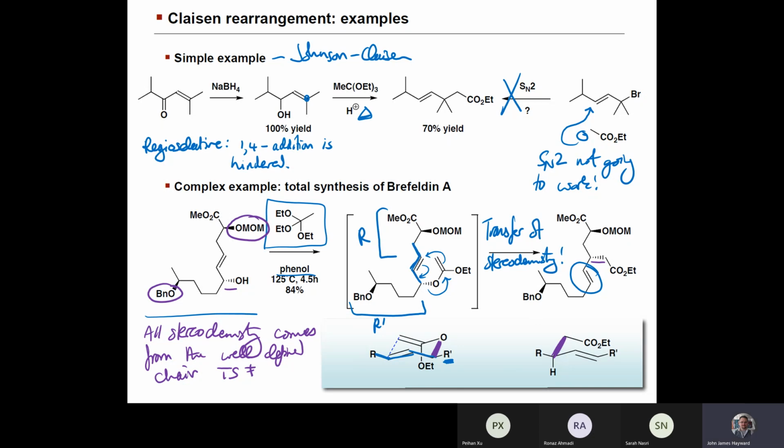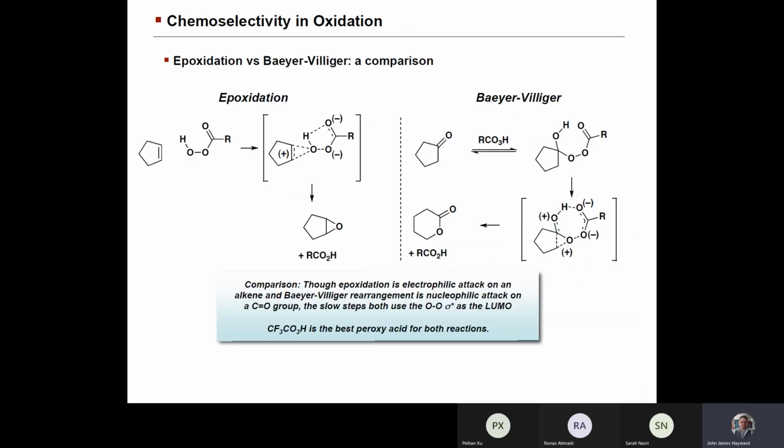So, next up, chemoselectivity. Okay, we've done a whole bunch of regioselectivity now, and it's time to start doing some chemoselectivity. And so the first bit of chemoselectivity we're going to be doing is oxidations. Okay, so a reaction that I'm sure everyone knows, epoxidation. A reaction that probably not everyone knows, the Baeyer-Villiger oxidation. Okay, now typically you use the same reagent for both, hence why we need to understand the chemoselectivity of this.